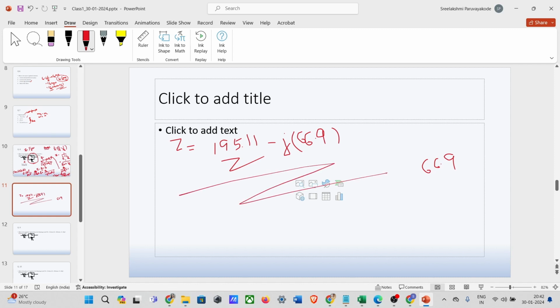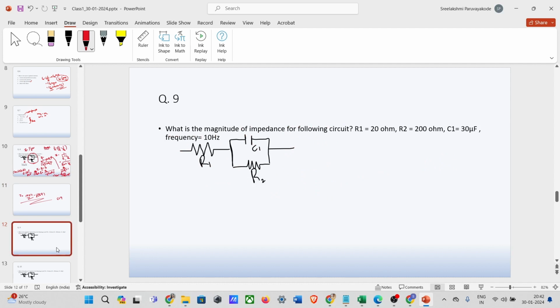So this is the value for the impedance. I hope it is clear to everyone. So this is the real part and this is the imaginary part. So now the next part of this question. What is the magnitude of the impedance for the following circuit?